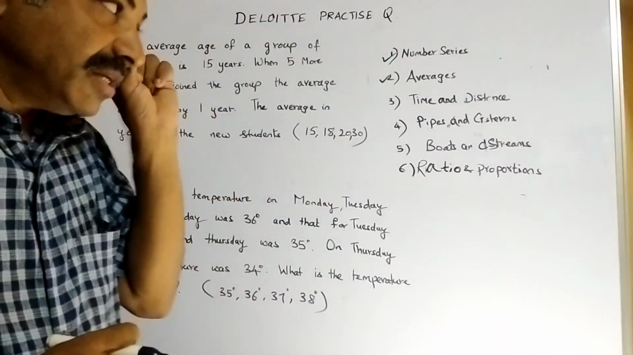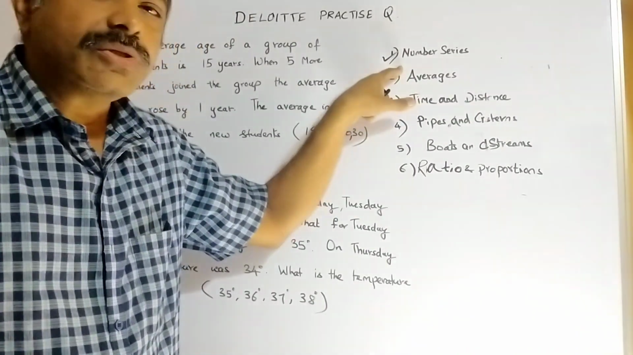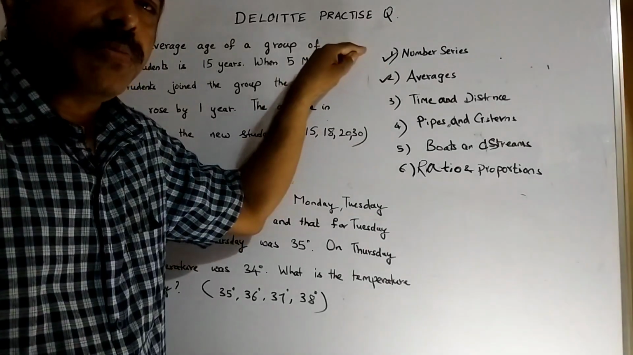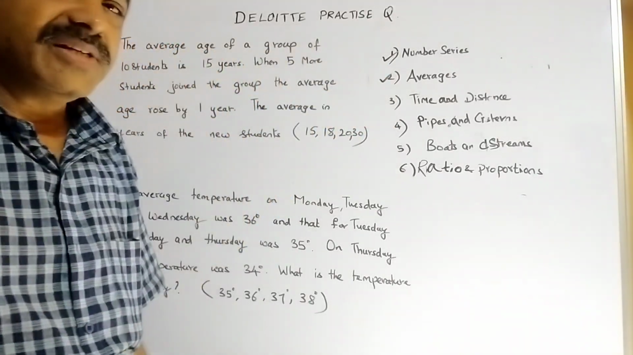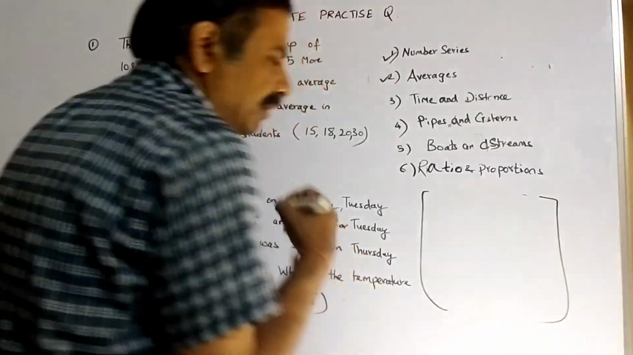As a part of this, in the last 2 videos, I told about the number series, 8 questions and how to solve them. Some more I will solve for you. These are Deloitte practice questions. Now we are talking about averages. So let me explain what is meant by average in a simpler method.